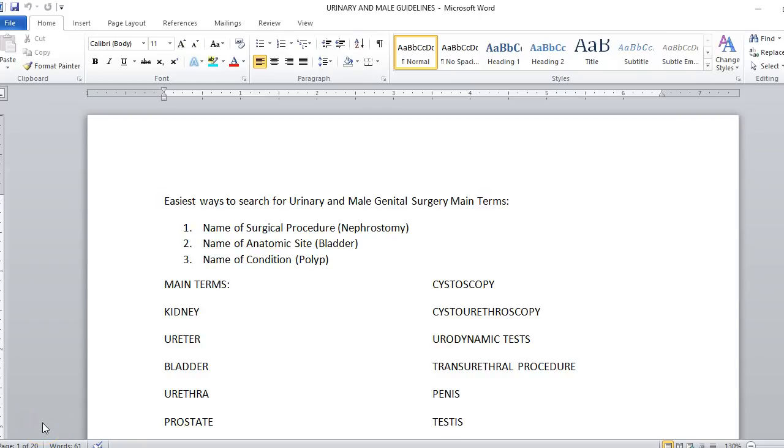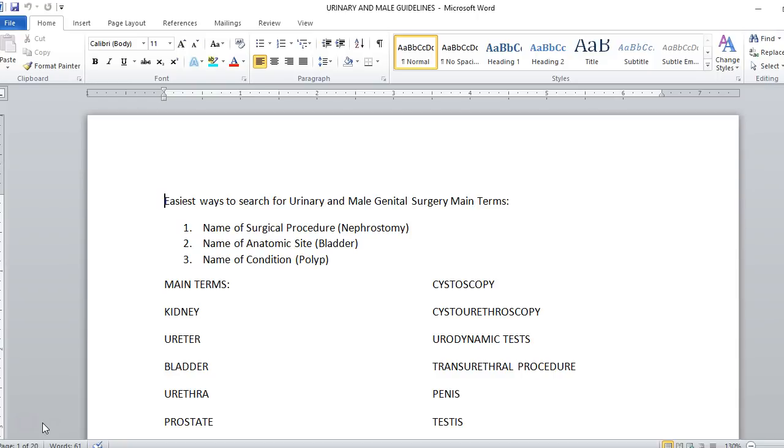Hello, coders. So we are talking today about urinary system surgery and male genital system surgery. Like most of our other surgeries, we can look them up by the name of the surgical procedure. So we can look up things like nephrostomy, vasectomy, prostatectomy, things like that.